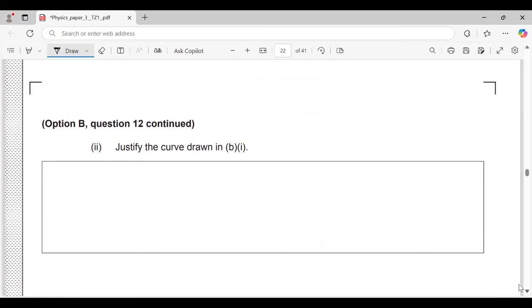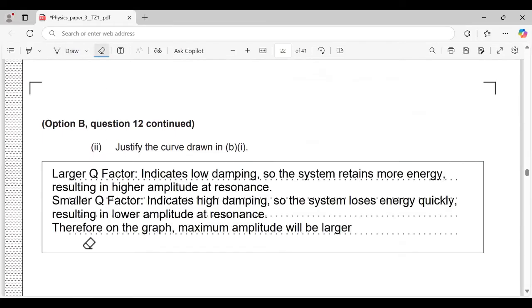Justify the curve drawn in the previous question. I have provided my explanation, so you may copy. I will not be reading it. You may copy my explanation or add something.